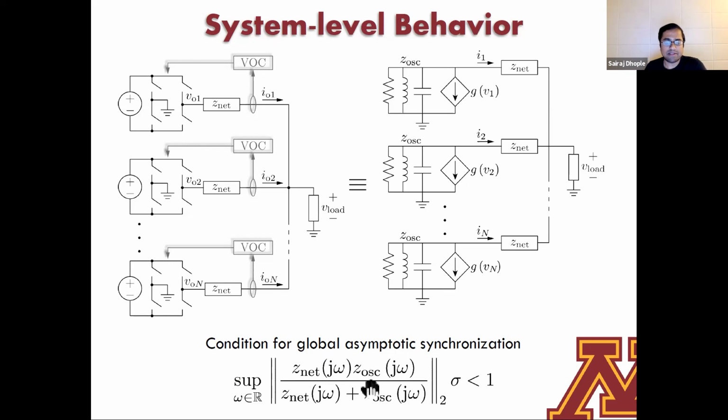It's the equivalent impedance that comes about from the parallel interconnection, and I'm looking at the maximum value of that across all frequencies. It's the product of that and the gain that I had for this nonlinear term, for this nonlinear voltage dependent current source. What this is saying is, as long as the product of these two terms is less than 1, I'm going to have a guarantee on global asymptotic synchronization of the waveforms at the terminals of my inverter. We'll take a quick look at how this is derived.